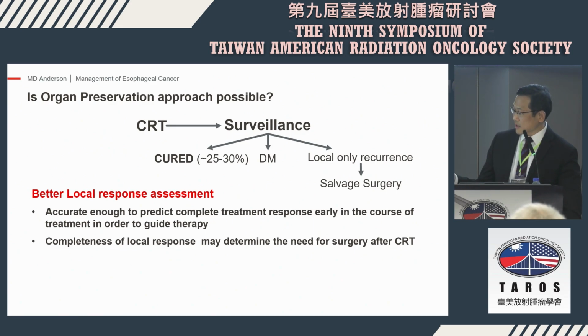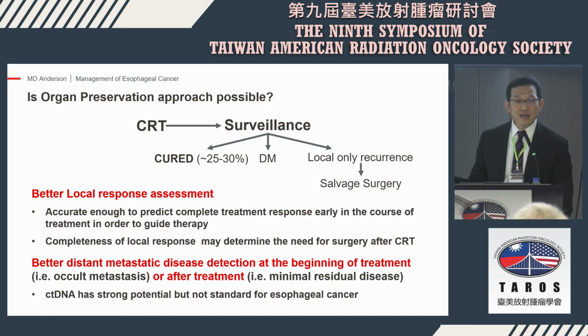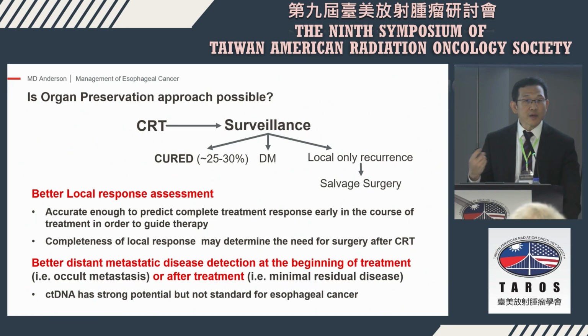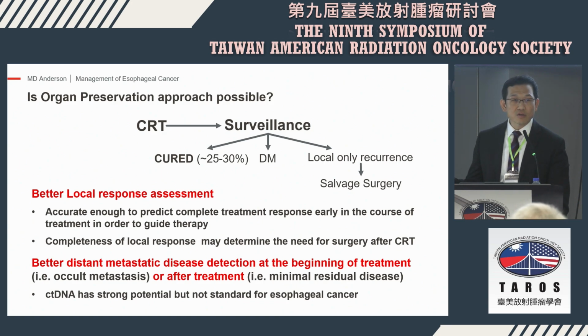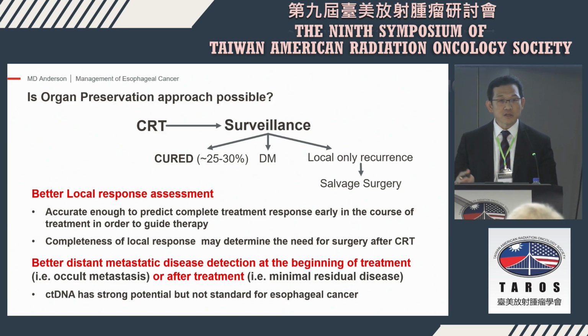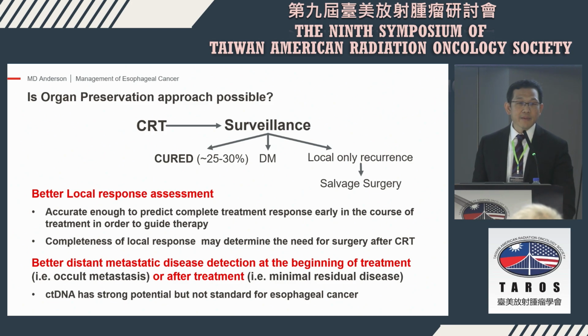You need better ways to assess their local response, whether these patients will have a complete response with chemoradiation or not, right? And secondly, you need a much better way to determine whether the patient has metastatic disease. There are ways to do that, which is ctDNA, to identify which patients have minimal residual disease after treatment. These are the patients you need to add additional therapy to, to try to reduce the amount of metastatic disease they may have.